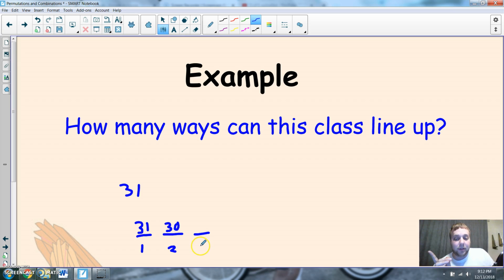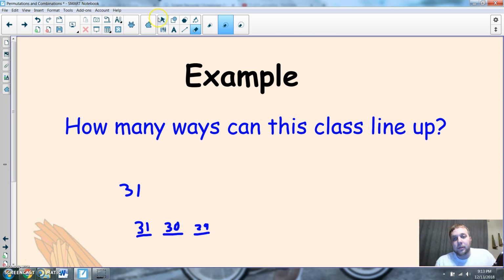Third place, how many different ways can we line up for third place? Well, once first and second's been picked, there's only 29 people left, right? So do you kind of understand what's going on here? What's going on is that this is going to work all the way down until 31st place, and there's only going to be one person left that could be in 31st place. So what we do here is we just multiply all the way down, okay?